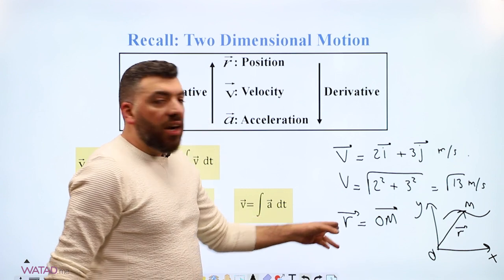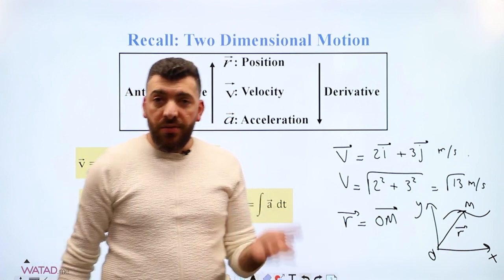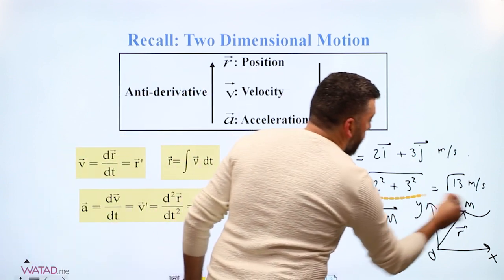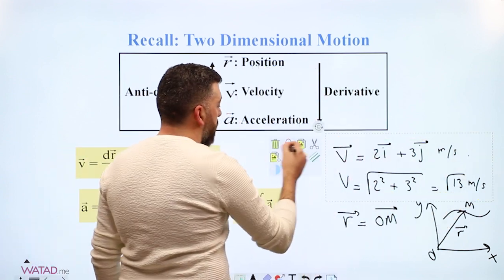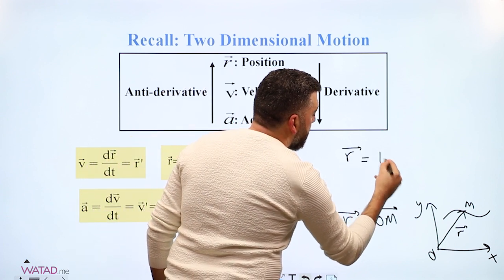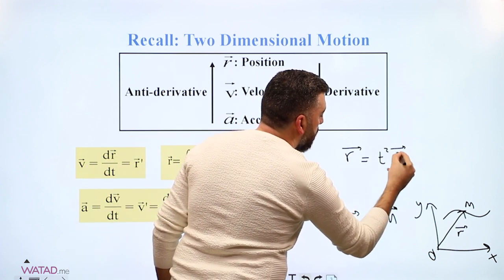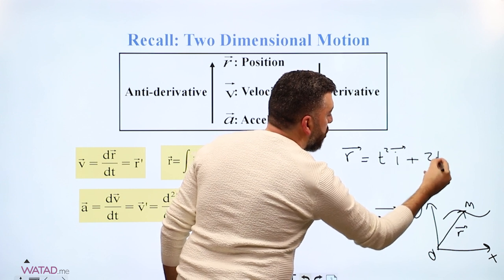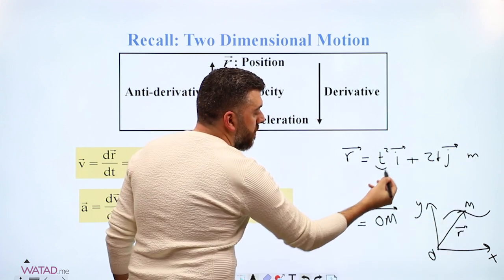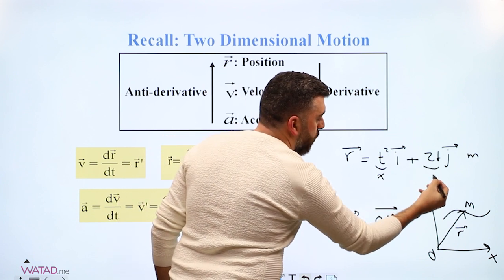So if you have r as a function of time and you need to find the velocity, you can derive. For example, let's say that r is equal to t square i plus 2tj meters. So this is called x. This is x and this is y.